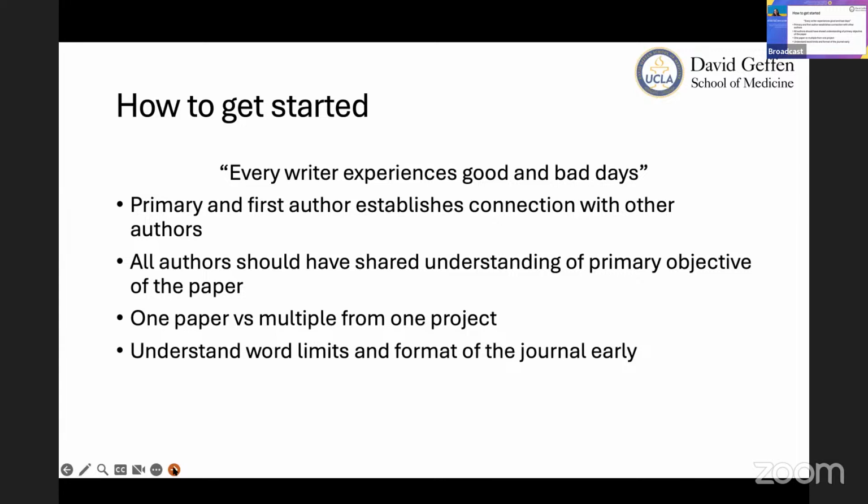Remember, papers are written by a collection of authors. Also, all the authors should share an understanding of the primary objective of the paper, so everybody is on the same page. And if you have a big project, for example a huge project that you're writing papers from, think about whether you are going to write one paper or divide it and write multiple papers. Again, we're going to go through this in detail, but understand the word limits and the format of each journal early, so you can see how things need to be done.